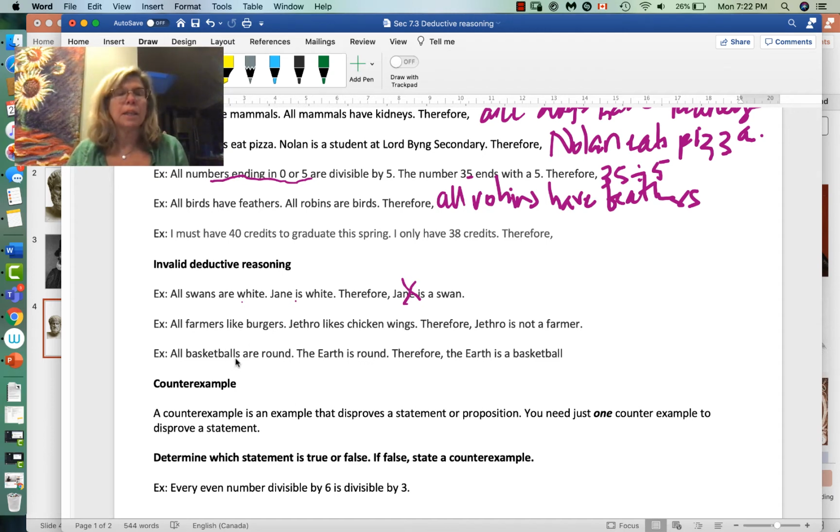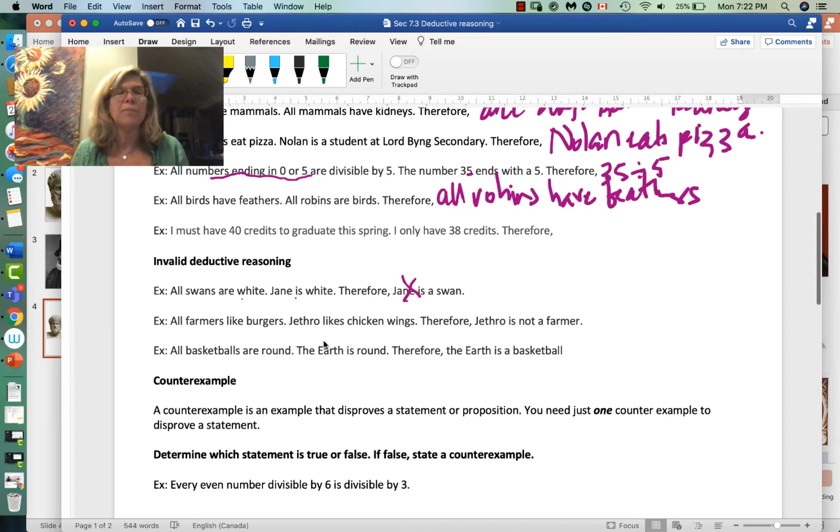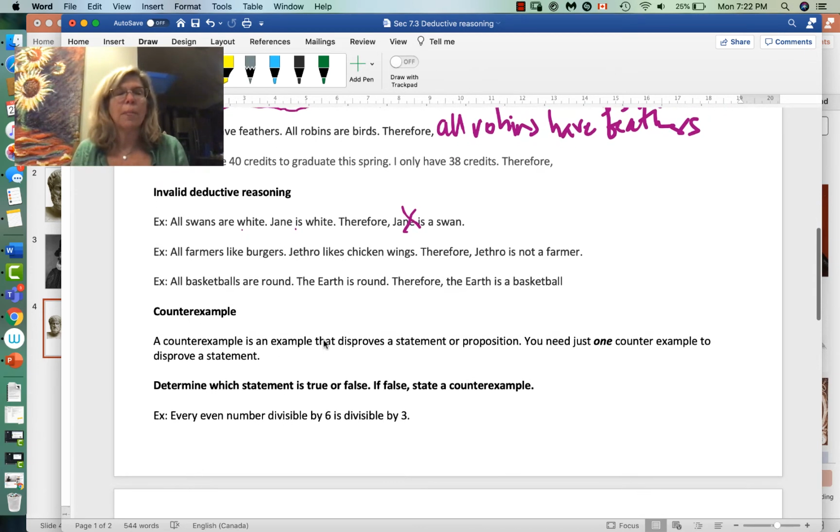The last example. All basketballs are round. The earth is round. Therefore, the earth is a basketball. Well, here again, you're sort of mixing your metaphors, because you can't say this at all. So that's just ridiculous. But anyway, that's where it can be invalid and it can go wrong.